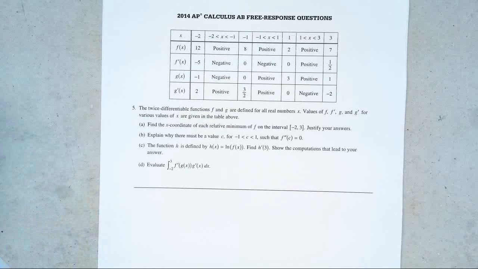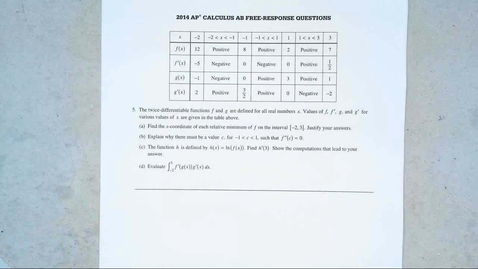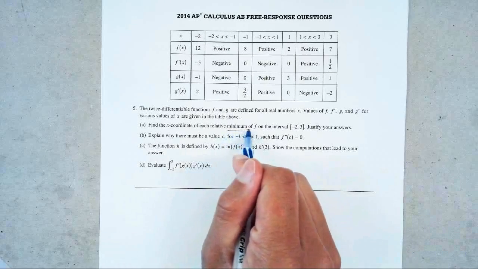It says, the twice differentiable functions f and g are defined for all real numbers x. Values of f prime, g, and g prime for various values of x are given in the table above. Find the x coordinate of each relative minimum of f on the interval of -2 to 3. Well, remember, it's all about keywords. You have to be able to figure out what the keyword in that question is. In this question, the keyword is minimum.